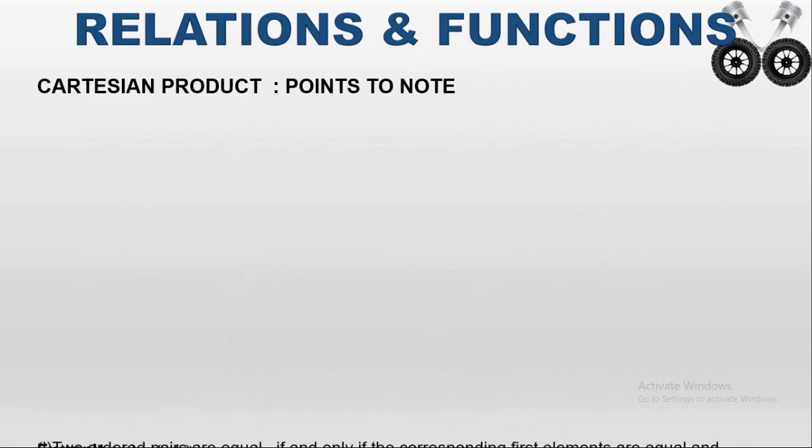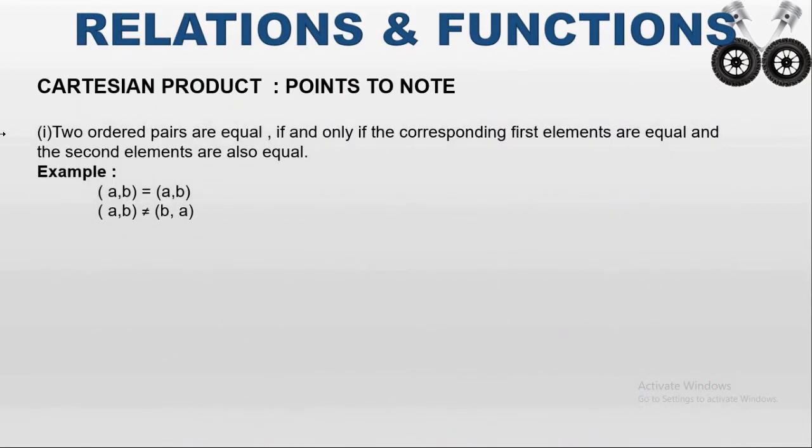Next, some important points that we have to note in the Cartesian product. The first one is that two ordered pairs are equal if and only if the corresponding first elements are equal and the second elements are also equal. So when I say two ordered pairs are equal, it means the first element and the first element are equal, and the second element and the second element are equal. Then I say the two ordered pairs are equal. See here the first example. The first element in the LHS is a.